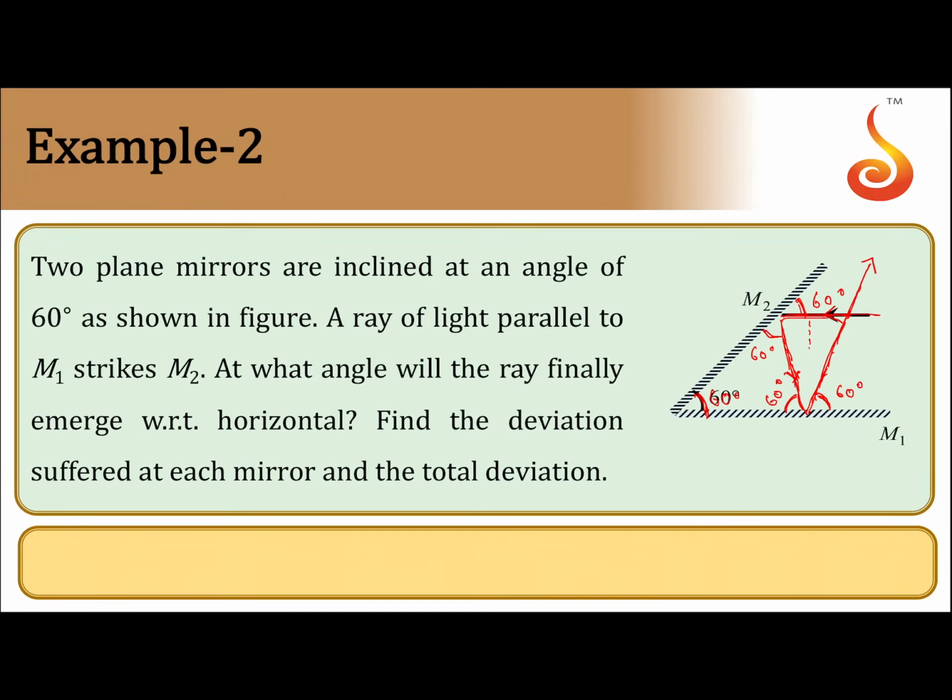Now we drop a normal onto the mirror. Since this total angle must also be equal to 60 degrees, the angle made by the reflected ray with the normal is 30, and the angle made by the incident ray with the normal is 30 again. And then the light ray gets reflected. So here the angle made by the emergent ray with the horizontal is 60 degrees finally.